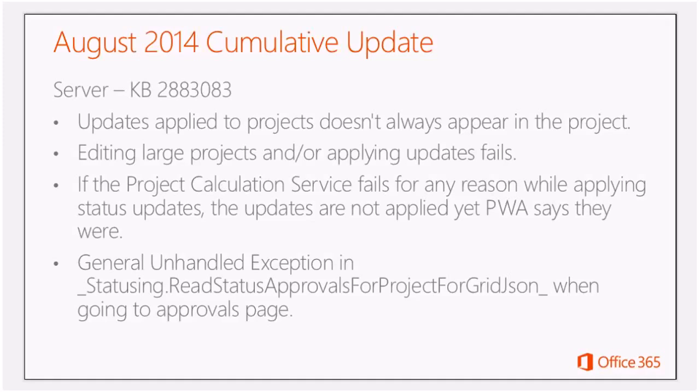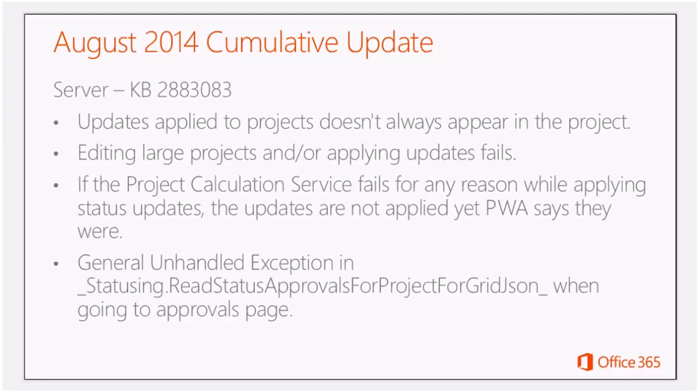The third item here says that if the calculation service fails for any reason at all, then when applying updates, it would say within PWA that the updates had been applied successfully, even though they had not.